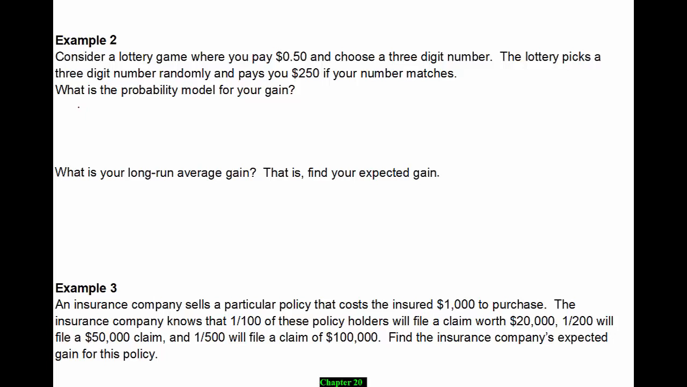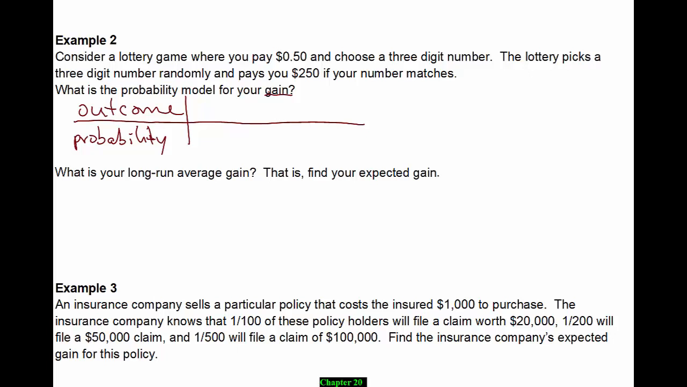This is what you'd write if you were using way 1, the outcome probability table. So we're going to write outcome probability. And we want to do it for the gain, not the winnings. So what are the two possible outcomes? You either win or you don't win. So if you win, how much do you gain?